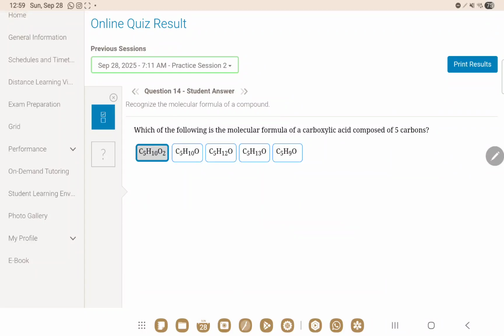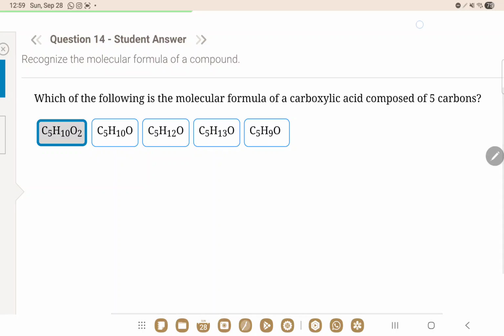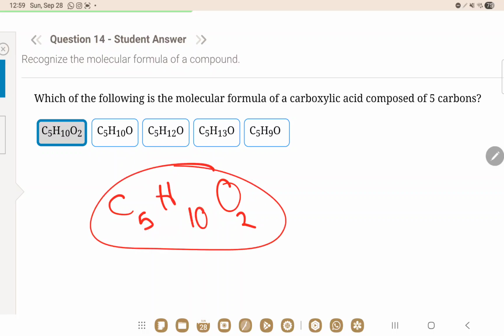Which of the following is a carboxylic acid of 5 carbons? Now the general formula of carboxylic acid is CnH2nO2. That's it. So if it's 5 carbons, here it's going to be 5, here it's going to be 2 times 5, which is 10, O2. That's how you get it.